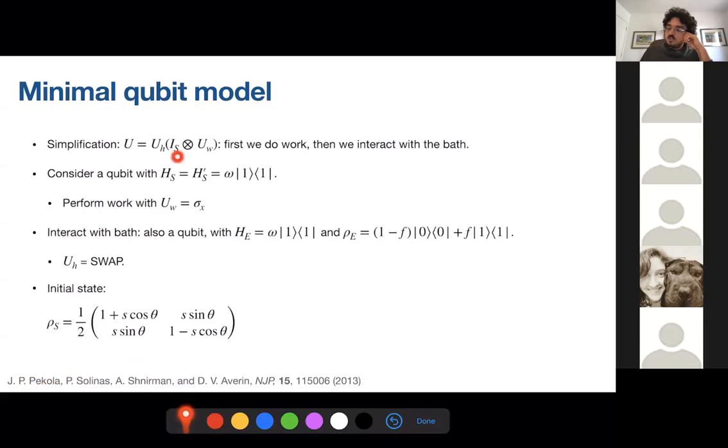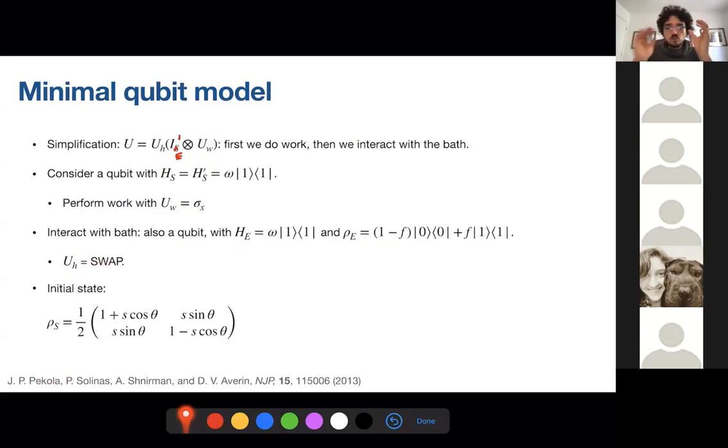And in this example, we assume that the process can be divided in two parts. So first we have the system in isolation, completely isolated, and we apply a unitary U_W. So we do some work on the system. You can imagine that we apply a work protocol, like we have a qubit and, for instance, we apply a unitary sigma x, which is going to perform some work in the system. And then after that, we allow the system to exchange heat with the bath. So we assume, for instance, that the bath is also a qubit. It's in a thermal state, and we apply a unitary, which the simplest unitary you can imagine is a swap.